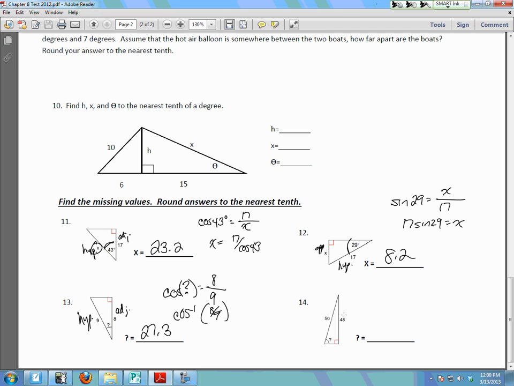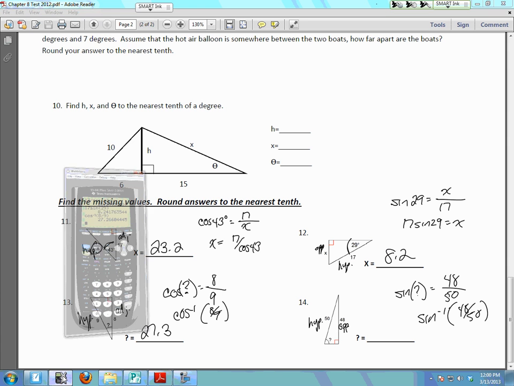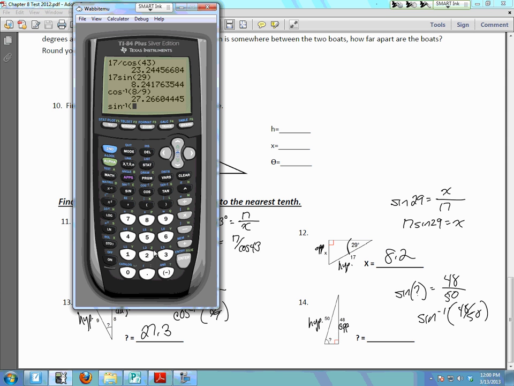Down here, number 14, this is the angle I'm looking for. This is opposite that angle, and 50 is the hypotenuse. So opposite and hypotenuse, that calls for sine. So sine of my angle is equal to 48 over 50. So again, on your calculator, you're going to go sine inverse of 48 divided by 50. So second, sine 48 divided by 50, 73.7. And that's a degree, and I guess this number 13 was a degree as well.